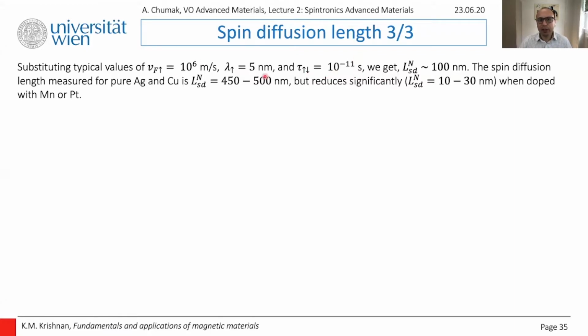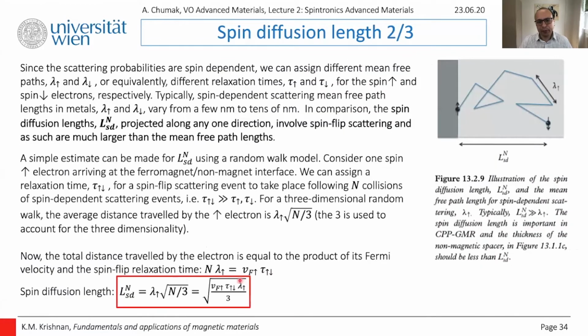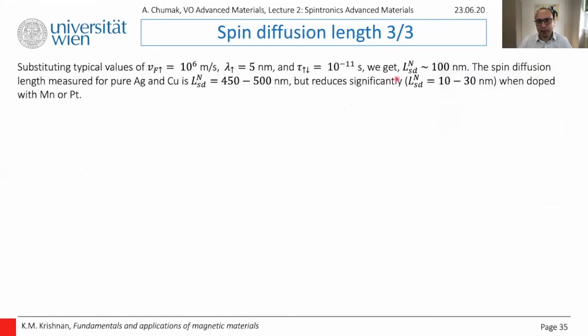And if you plug these values into the formula which we obtained, you will get that you should expect the spin diffusion length to be of the order of 100 nanometers. And this value agrees very well with experiment, for example for gold, silver, or copper, which are considered to be good spin conductors. So if you need to send a spin polarized current over a long distance, you usually use copper or silver. In these materials, the measured values are up to around 500 nanometers.